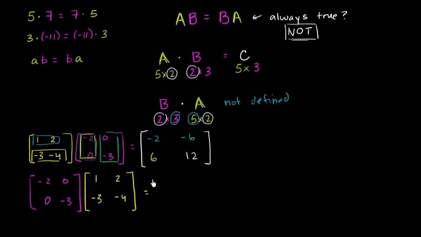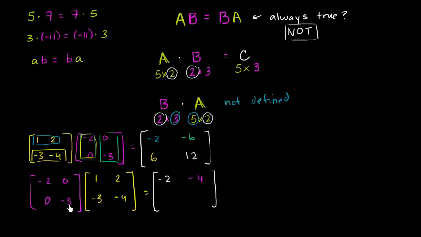And as always, it's a good idea to try to pause it and work through it on your own. So let's think about this. Negative 2 times 1 is negative 2, plus 0 times negative 3. So that's going to be negative 2. So far it's looking pretty good. Then negative 2 times 2 is negative 4, plus 0 times negative 4 is negative 4. So we already see that these two things aren't going to be equal. But let's just finish it just so that we have a feeling of completion.